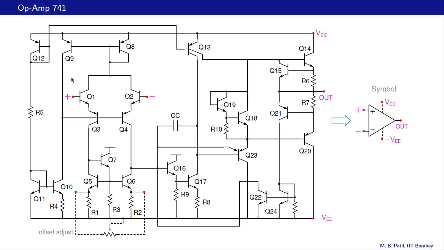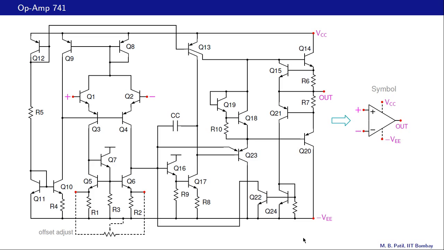So there is the first stage here. There is a current source which supplies the first stage. Then there is a second stage. And there is an output stage, etc. And this analysis can be found in a few textbooks. A very nice systematic analysis of the 741 op-amp is indeed possible.